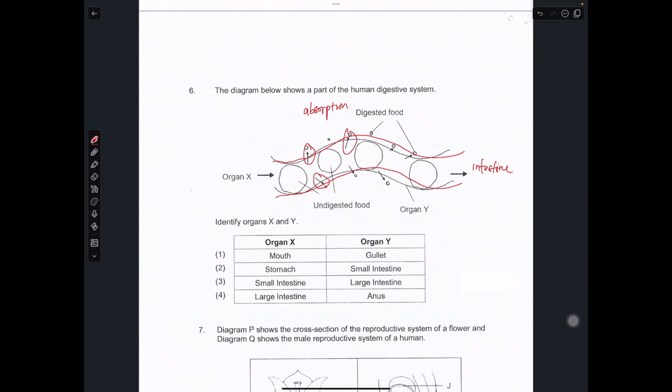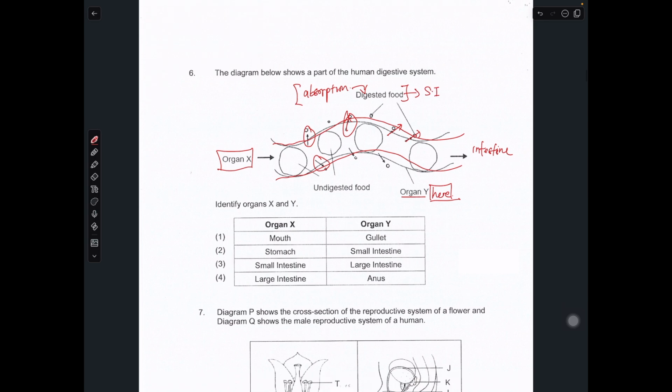Okay, identify organ X and Y. X is before, Y is over here. So that is the key portion you need to recognize first. It'll be easier for you to recognize Y. Then from there it is easy; you will be able to identify X. So digested food is going out. It seems like it's absorbing digested food, and one of the key organs that does this will be your small intestine. So Y will be your small intestine. So naturally X will be your stomach, because stomach comes before your small intestine. So this is number 2.